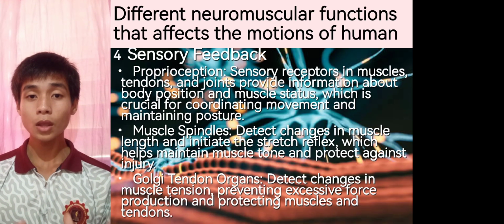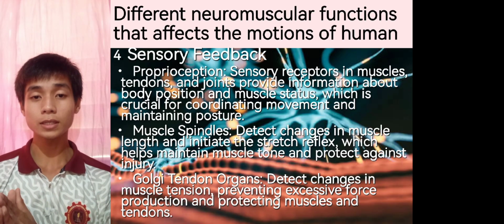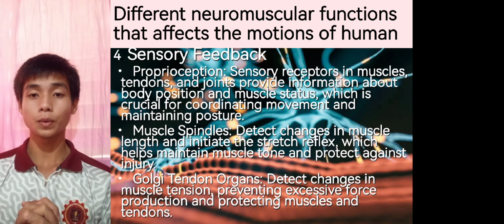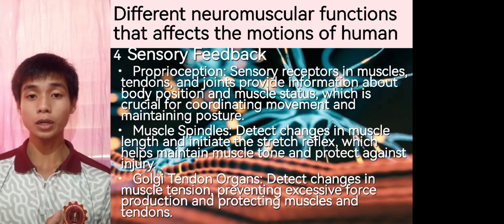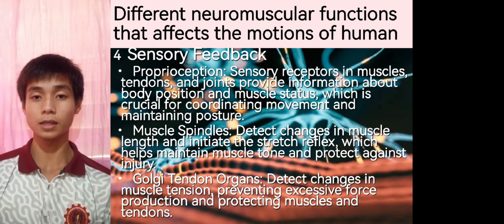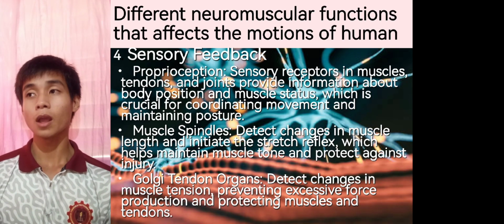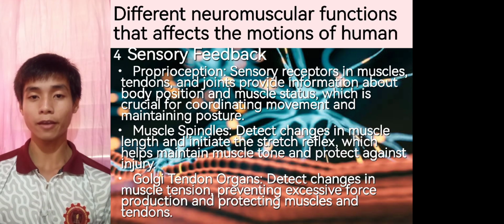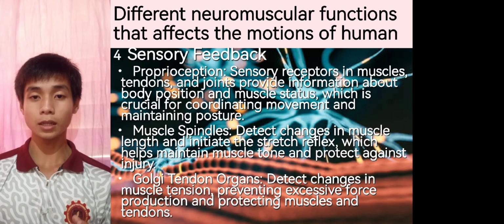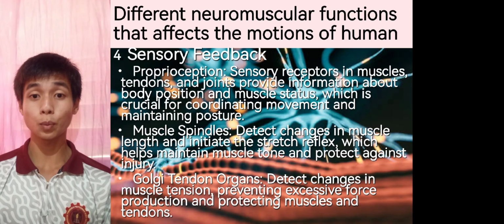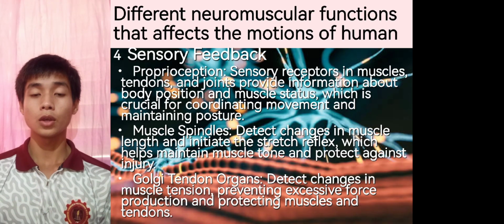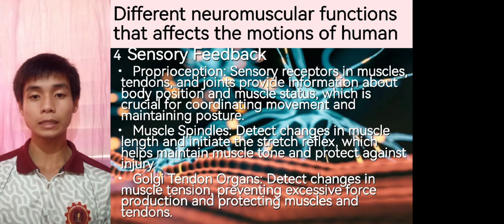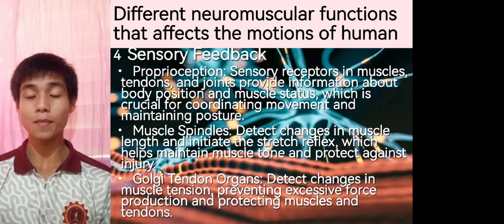The next one is the Golgi tendon organs. These monitor tension and protect muscles from too much force or strain. For example, if you lift a weight that's too heavy, these organs signal your muscles to relax to prevent injuries. This sensory feedback helps us move accurately, react quickly, and avoid muscle damage.